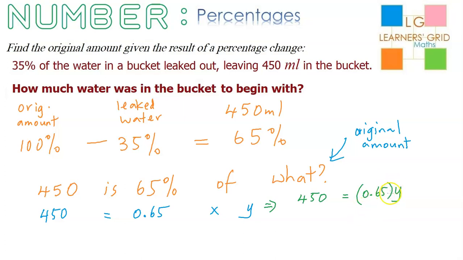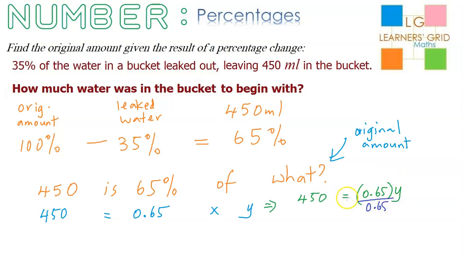Okay, so this means here when you've got brackets and a variable right next to it, it really means to multiply. So if I have y multiplied by 0.65, well, I want to get rid of this multiplying by 0.65 so that I leave the variable, the original amount, by itself. So I do the opposite. I do the inverse of multiplying, which is to divide. And I divide by 0.65.